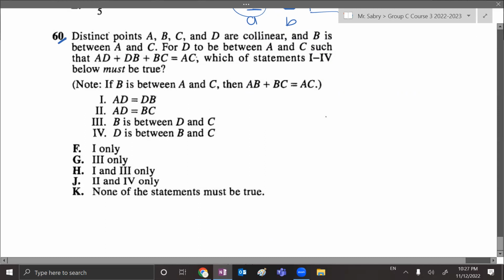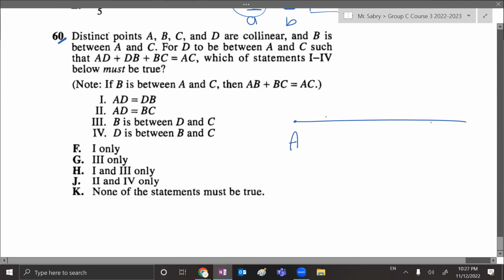Anyway, we'll see. Number 60, finally, distinct points A, B, C, and D are collinear. B is between A and C. So you're told that there's A, B, and C. There's a line that has points on it, A, B, C, and D. And you're told that B is between A and C, and D is between A and C.